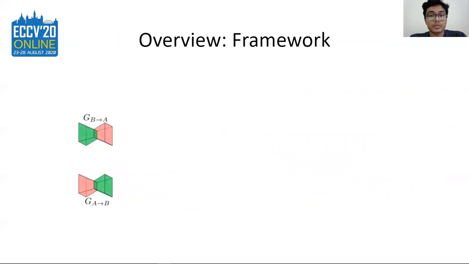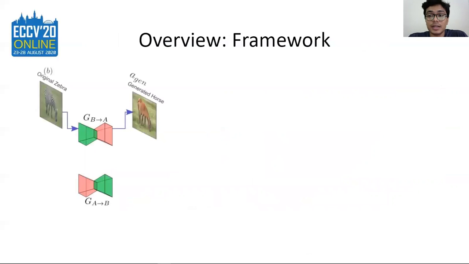Now in our proposed framework, we utilize CycleGAN, which consists of two generators. Let us consider a case of classifying the images of horses and zebras, where horses are in majority. So we take an image of zebra and translate it to its corresponding horse image.